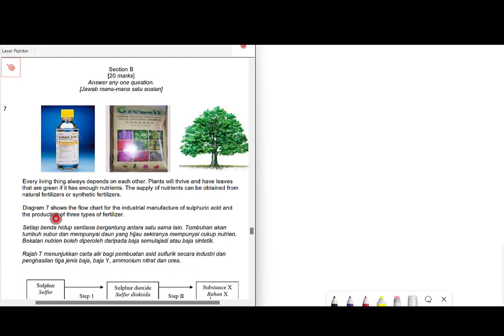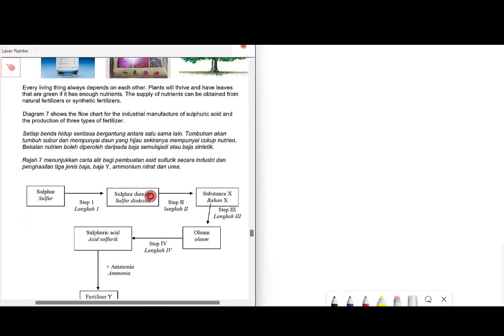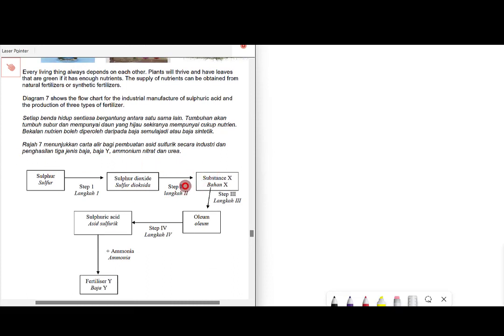Alright, diagram 7 shows the flow chart for the industrial manufacture of sulfuric acid and the production of 3 types of fertilizer. So there's actually a link between the sulfuric acid and a fertilizer. Okay. So look at this flow chart here. So here the flow chart shows step by step how you are going to make sulfuric acid and then the fertilizer. Alright, so start from sulfur, sulfur dioxide, substance X, oleum, sulfuric acid, lastly fertilizer Y.